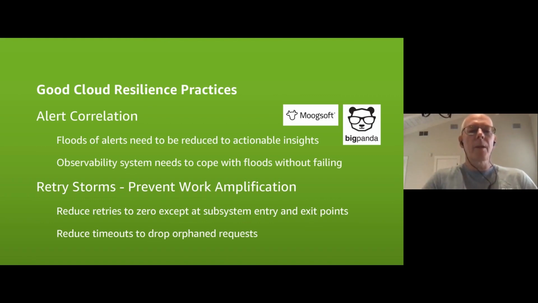The other thing is retry storms. You want to prevent work amplification. There's usually far too many retries. I would cut retries to 0, except basically entry and exit points to your system or your subsystem. And then reduce timeouts to be really, really tight.